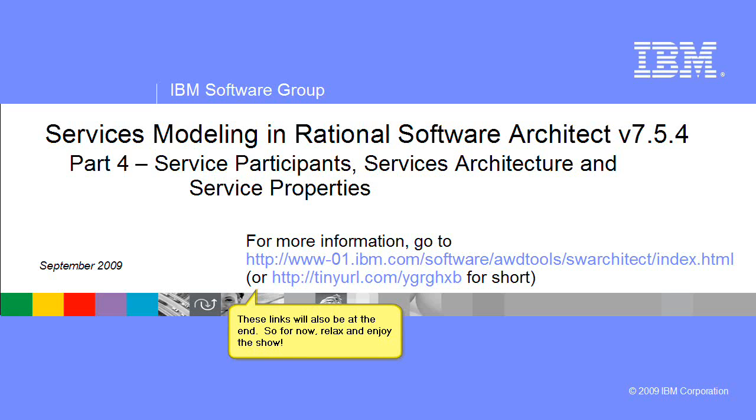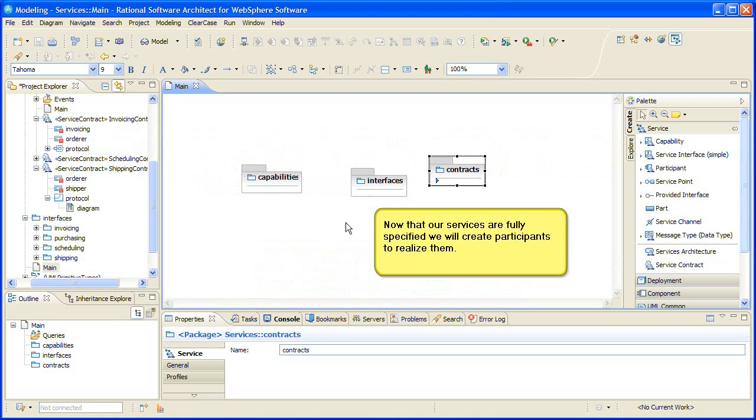This is the last in a four-part series on the new Services Modeling Tools in Rational Software Architect version 7.5.4. In this segment, I will define service participants that realize the services we specified in Part 3 using the new Services Modeling Tools. I will also define a services architecture to show how the participants and the service contracts are tied together. Finally, I will show some of the handy features of the Service Properties tab.